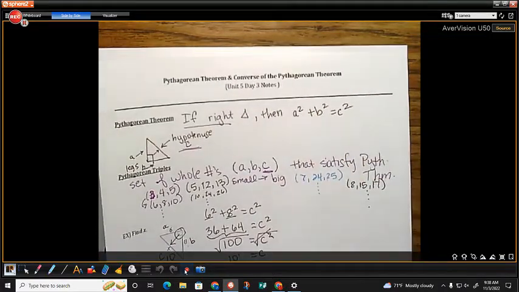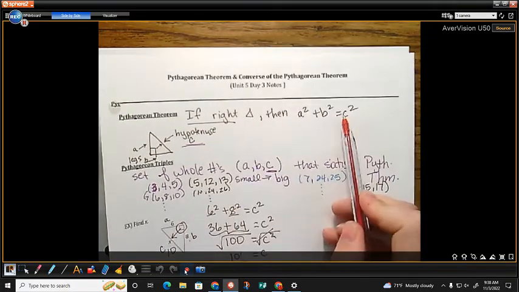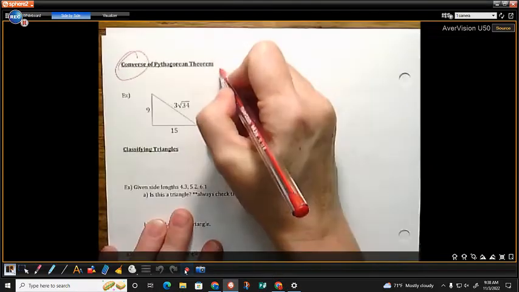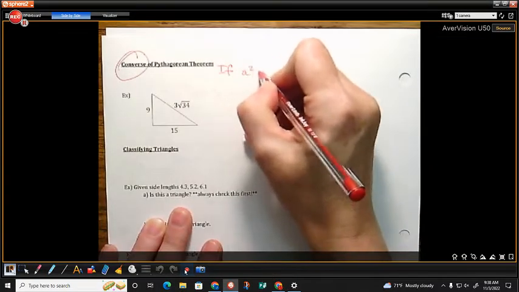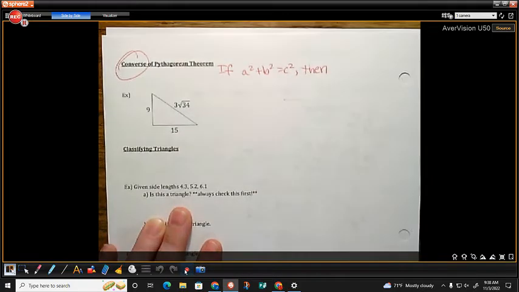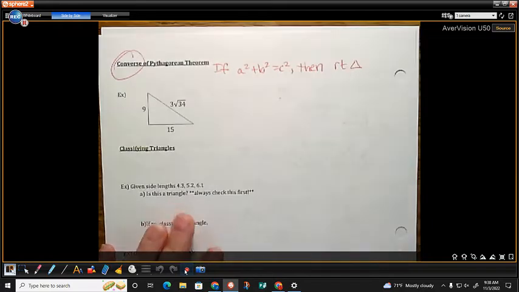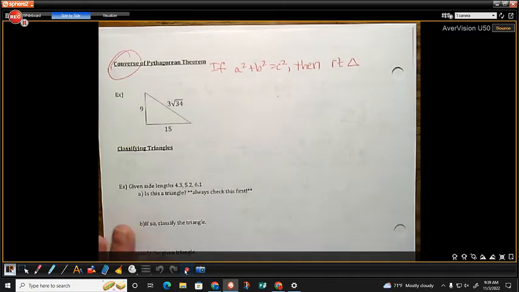So, the Pythagorean theorem has right triangle first, and then a squared, b squared, c squared second. What will the converse have? So if I have a squared plus b squared equals c squared, then what do you know? It better be a right triangle. That's the one that the Egyptians were using. They would check and see if they had 3, 4, 5, and if they had 3, 4, 5, then they knew they had a right angle, and all was well with the world.